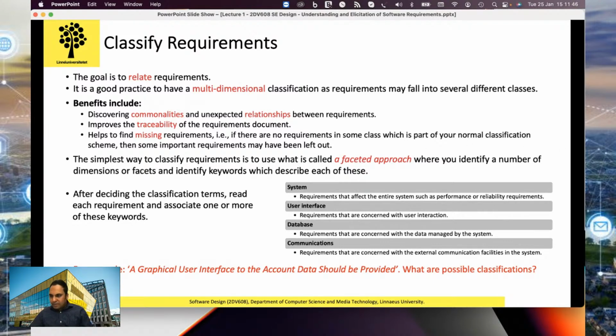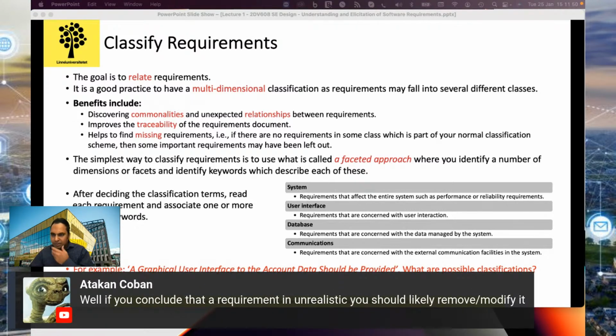I think there was a question that we already discussed. If you conclude that a requirement is unrealistic, you should likely remove or modify it, right? In the first place, we should try to modify it to make it realistic. And if it's totally unrealistic, then we should consider removing it. That's my thought.